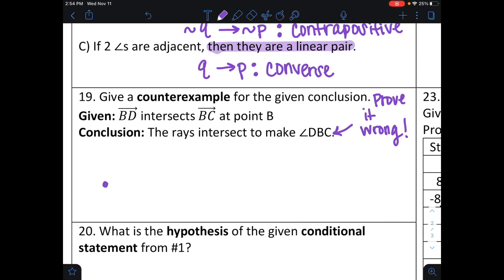So if I draw, say for example, this ray, that's B and that's D. And then it says that BC intersects at point B, then this is how we would normally draw that. But we're trying to prove that it's false. So what's another way we can draw that? We can still draw ray BC, but we can make them overlapping rays. So now it's not an angle, it's just a ray. A ray on top of another ray is still a ray. So there you go.